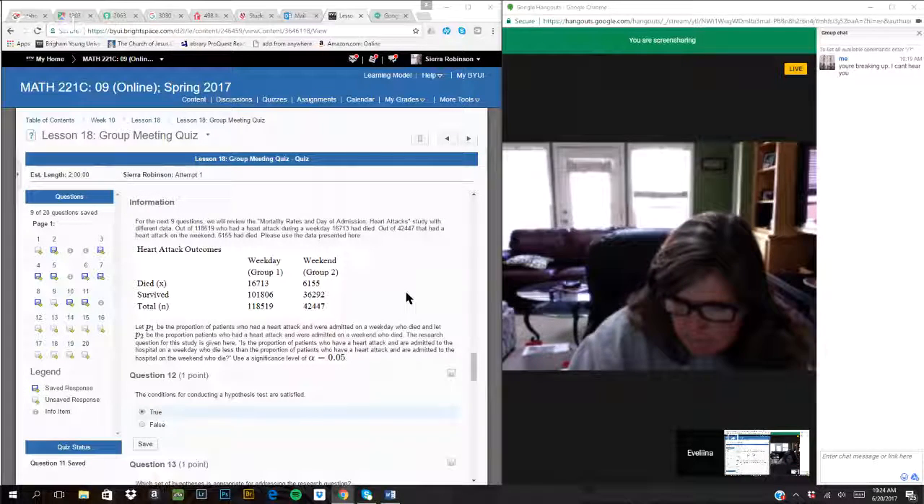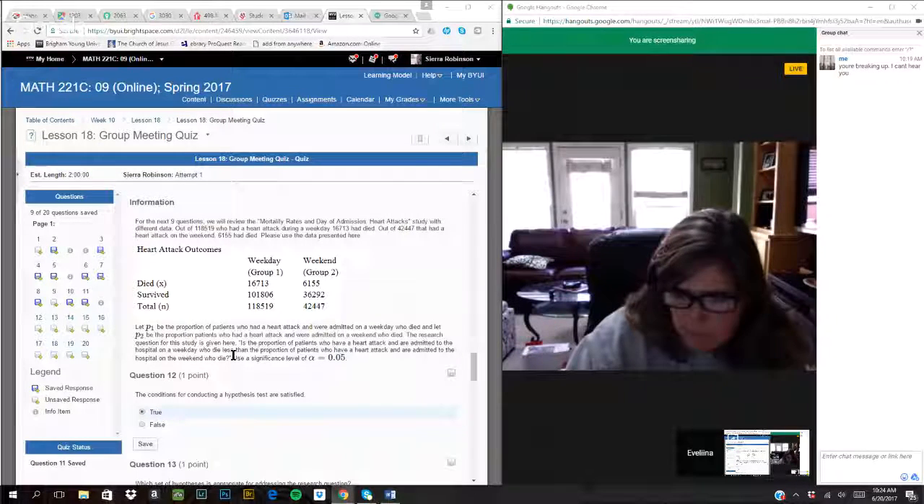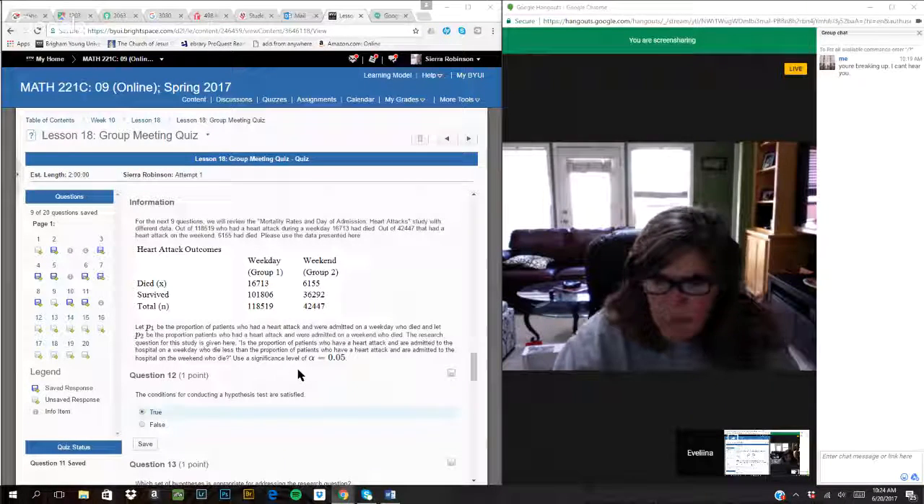Let P1 be the proportion of patients who had a heart attack and were admitted on a weekday who died, and let P2 be the proportion of patients who had a heart attack and were admitted on a weekend who died. The research question: is the proportion of patients admitted on a weekday who died less than the proportion admitted on the weekend who died? Use a significance level of 0.05. Then the question is, are the conditions for conducting a hypothesis test satisfied?